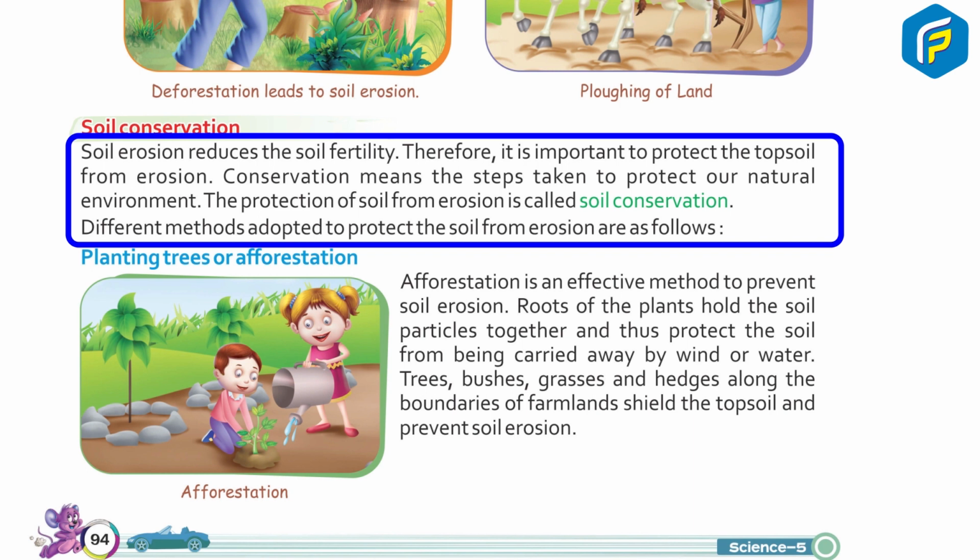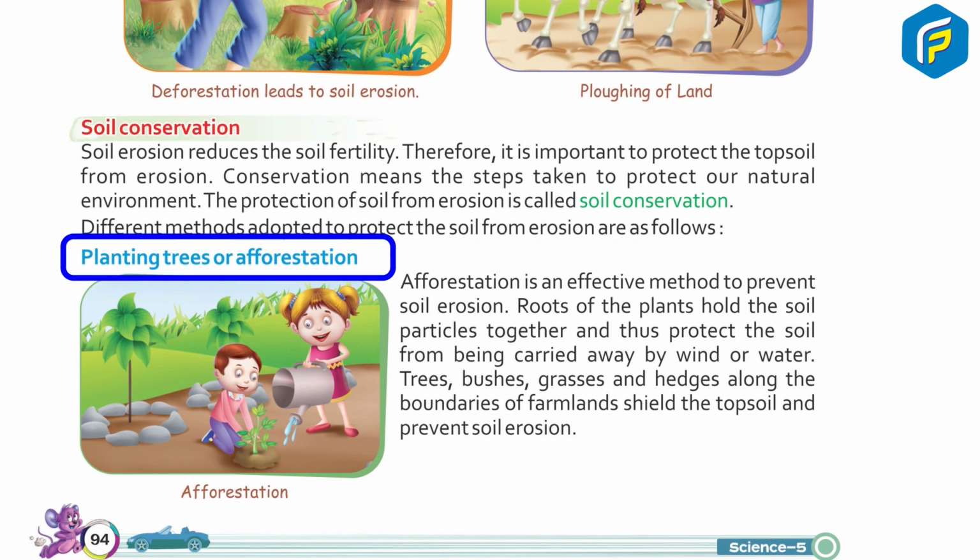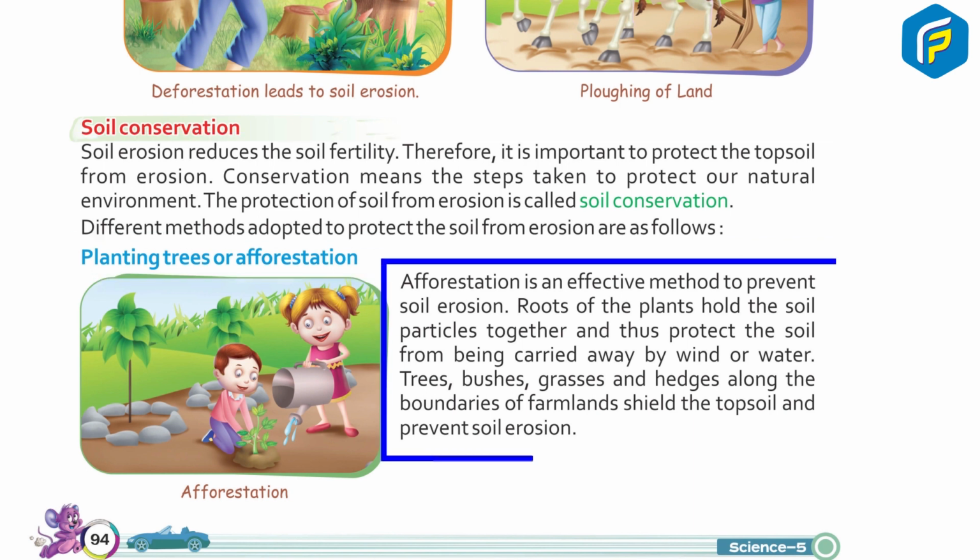Different methods adopted to protect the soil from erosion are as follows: planting trees, or afforestation. Afforestation is an effective method to prevent soil erosion. Roots of the plant hold the soil particles together and thus protect the soil from being carried away by wind or water. Trees, bushes, grasses, and hedges along the boundaries of farmland shield the topsoil and prevent soil erosion.